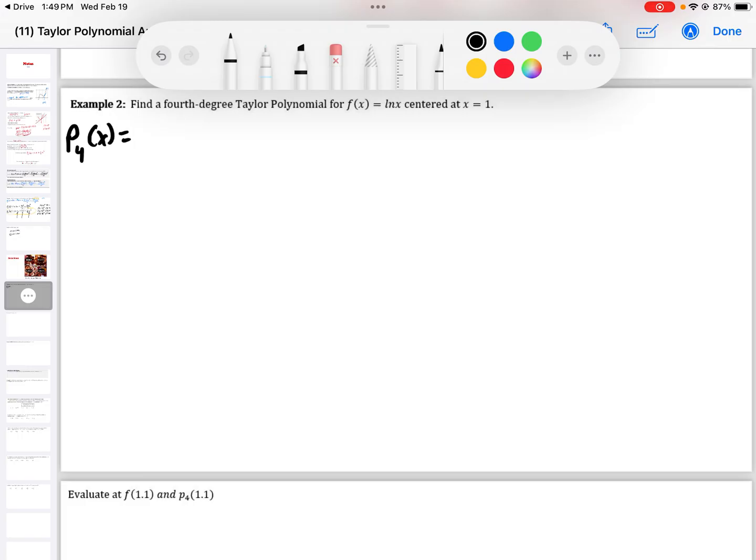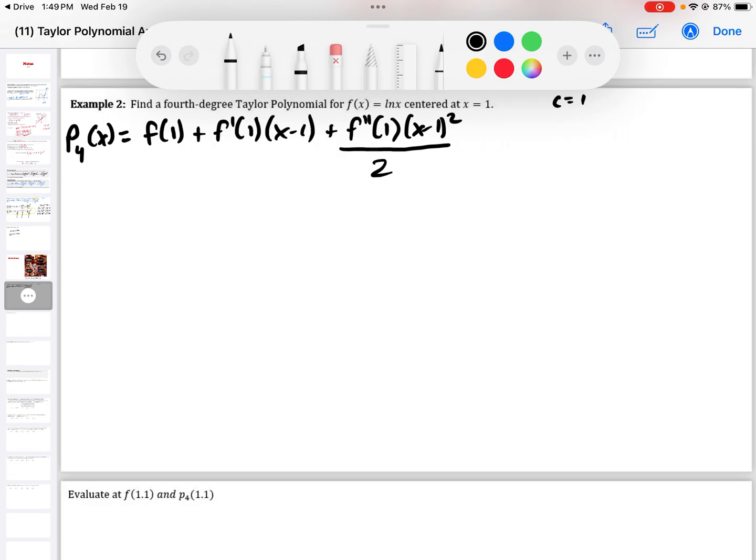So I'm going to write this out. The fourth degree Taylor polynomial would be equal to f of 1, because this number is the c number, which in this case is 1. That's your center. It's centered around that. Plus f prime of 1 times x minus 1, plus the second derivative evaluated at 1 times x minus 1 squared, all over 2, plus the third derivative evaluated at 1, and one more.